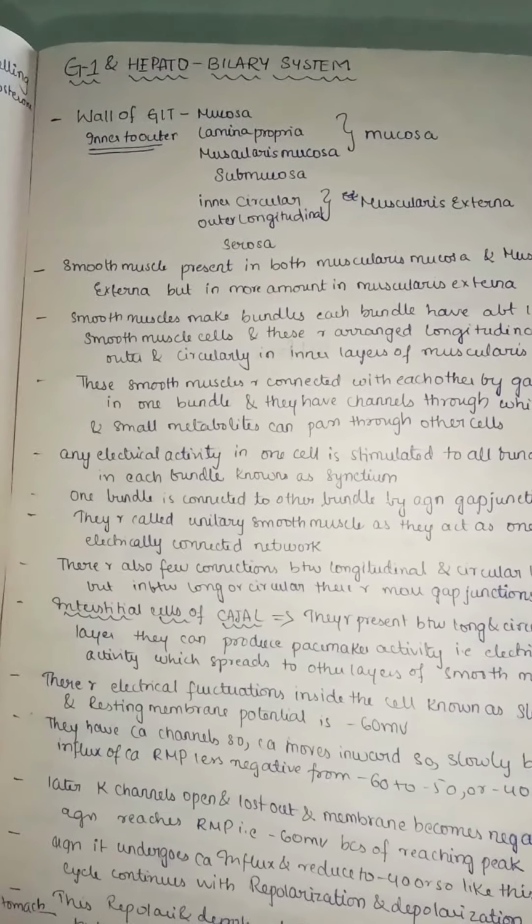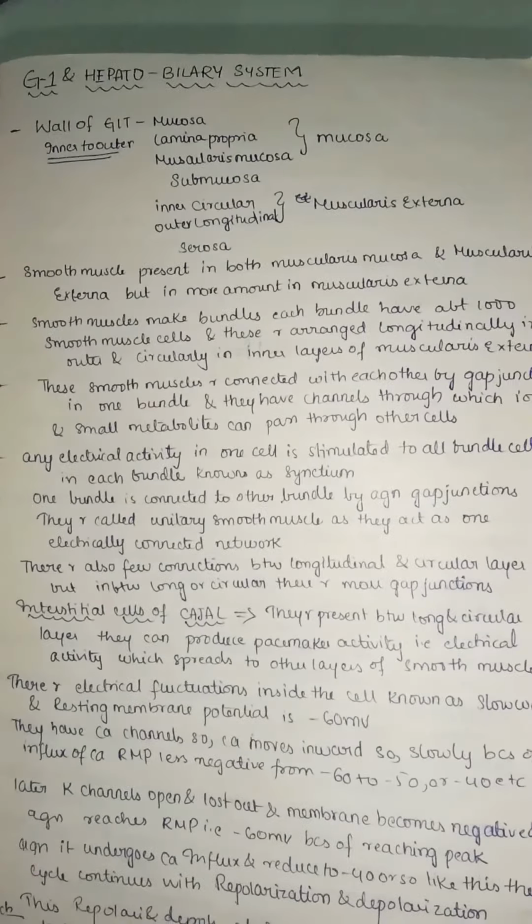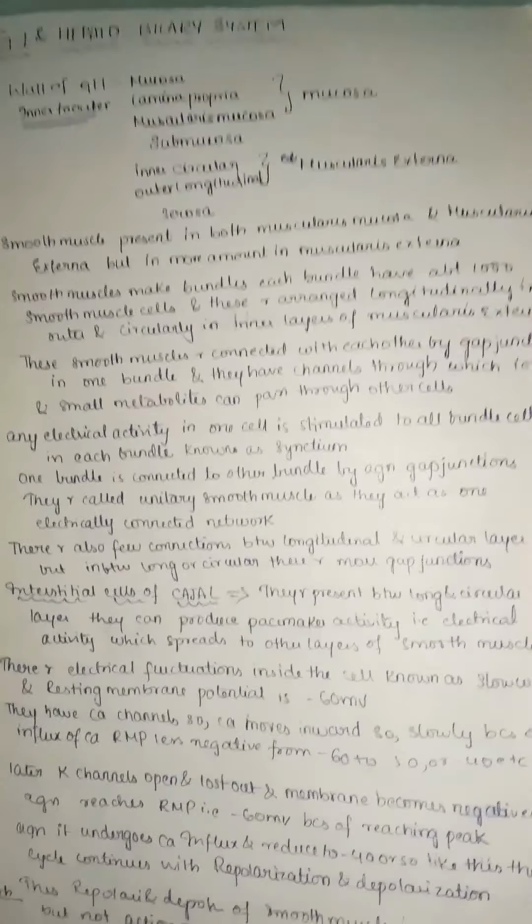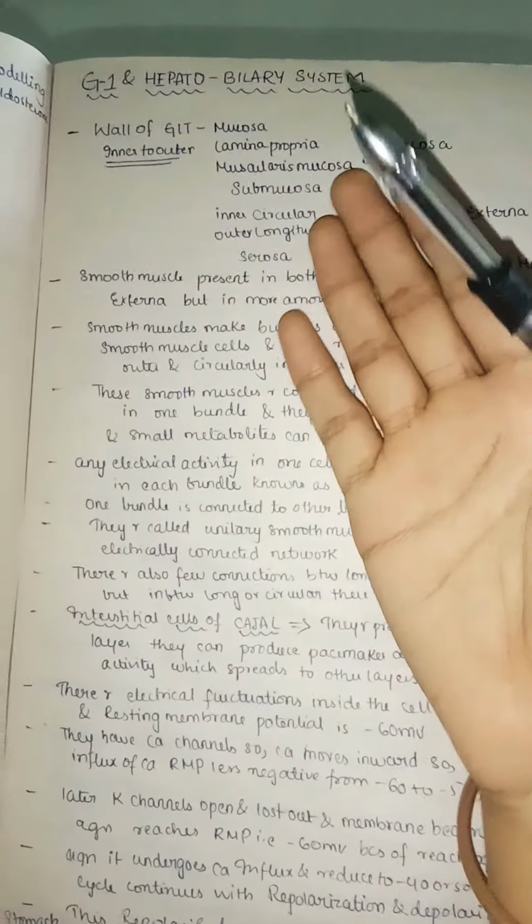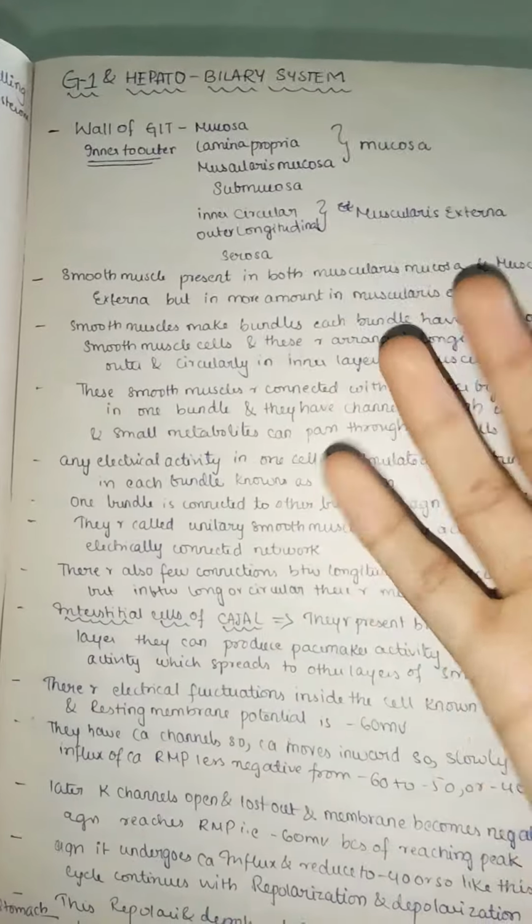We are in our GIT physiology. So today we are going to talk about chapter 74, that is gastrointestinal motility. Before that, we'll revise the whole chapter, like what are the important features.